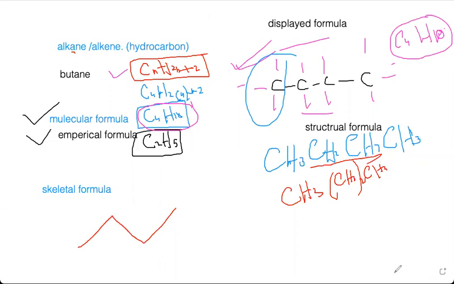This is skeletal formula. That's it. You don't have to show any carbon. You don't have to show any hydrogen. Sometimes we have to show hydrogen. That is another case when you have to show the functional group.